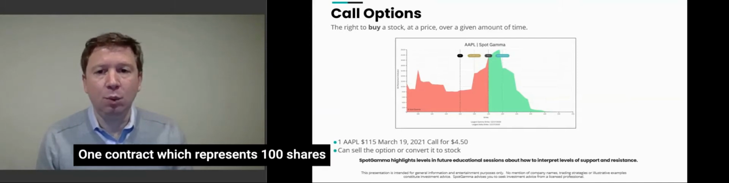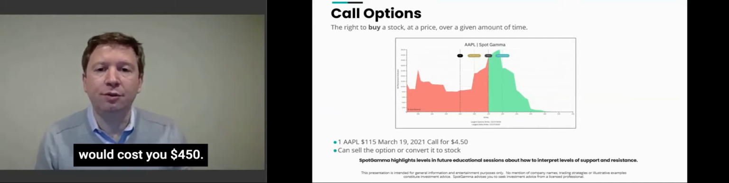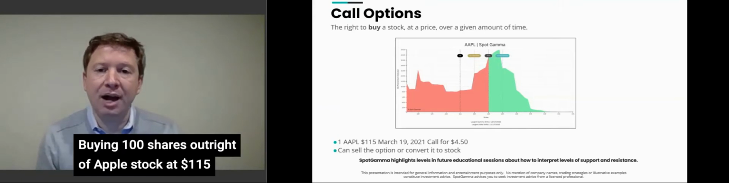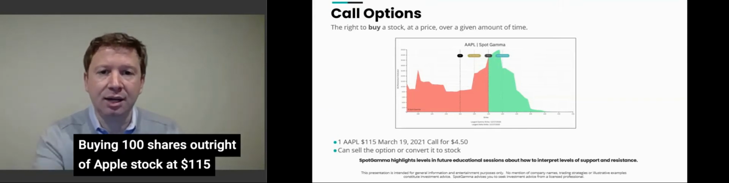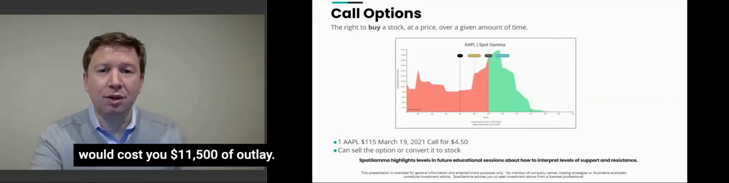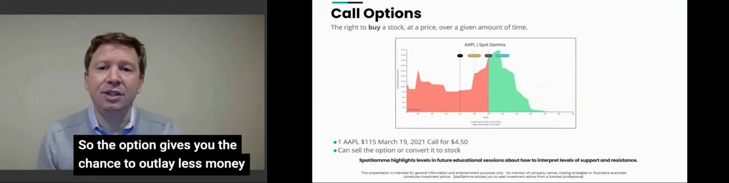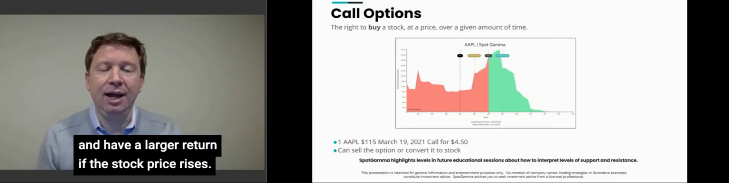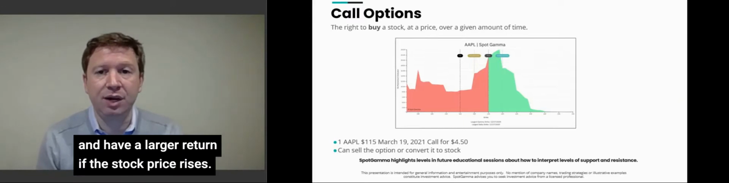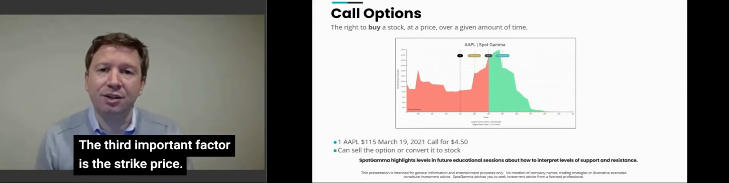One contract, which represents 100 shares, would cost you $450. Buying 100 shares outright of Apple stock at $115 would cost you $11,500 of outlay. So the option gives you the chance to outlay less money and have a larger return if the stock price rises. The third important factor is the strike price.